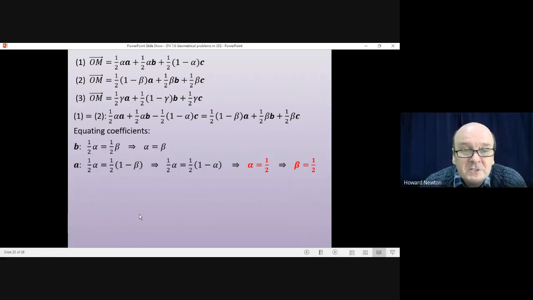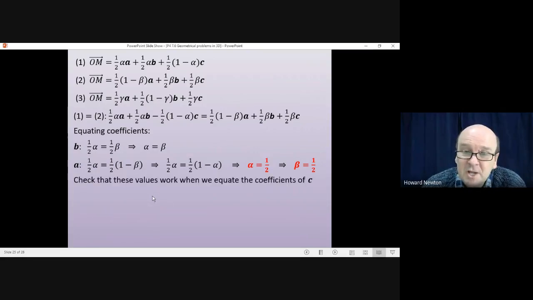Looking at the coefficients of A, I've got a half alpha equals a half into 1 minus beta. Substituting alpha equals beta, I'll get a half alpha equals a half into 1 minus alpha. That gives me alpha equals a half, which is what I was hoping to get. And alpha equals beta, so beta must equal a half as well.